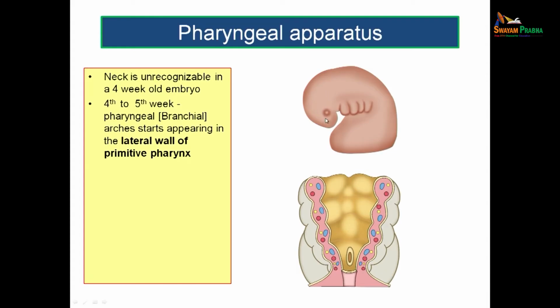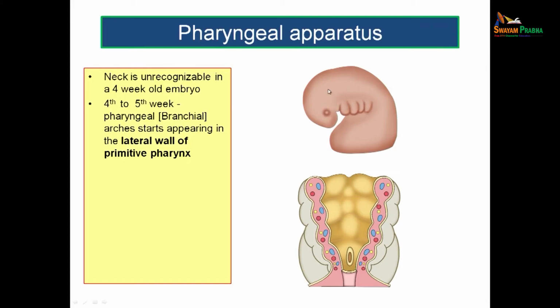This is the head of the developing embryo, the primitive region of the head. This is the cephalic end, and in this region you will get the primitive gut tube developing. This can be considered as the pharyngeal portion. When you have a look at this region, you know that the neck is not properly developed. In this region of the primitive pharynx, this is the side view, that means the lateral wall of the pharynx. You can see many arches.